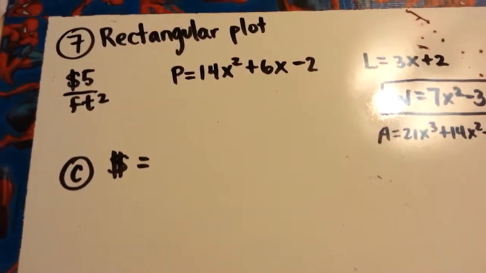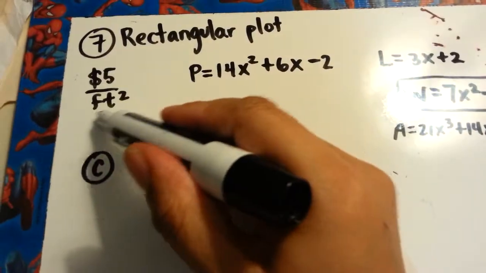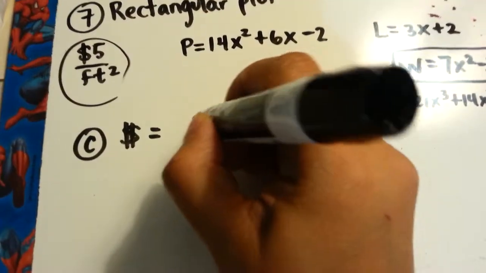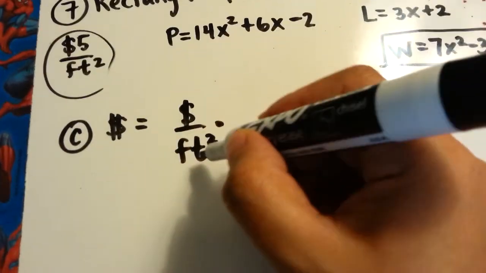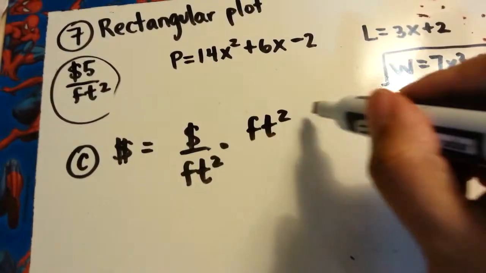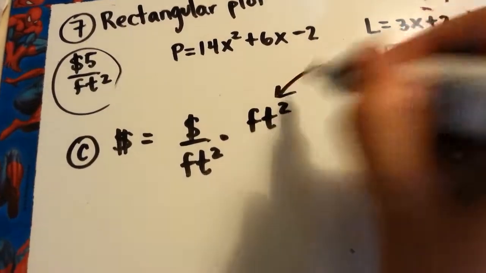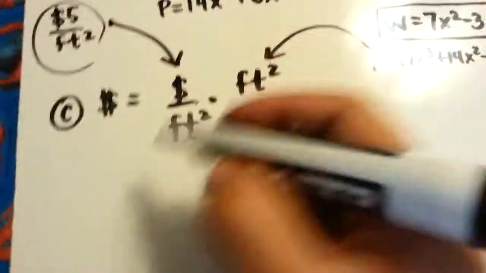Alright, the last question wants the money. So what information do you have that has money? Well, you have this right here. You have money over feet squared, but we don't want the feet squared. How do you get rid of feet squared? Well, you multiply by feet squared. Well, what's feet squared? Well, feet squared is area. Right?